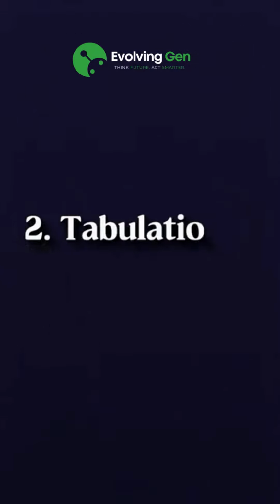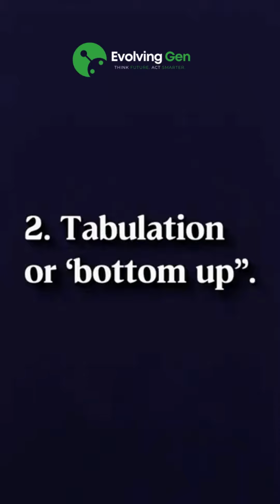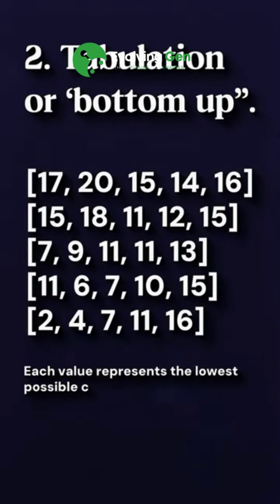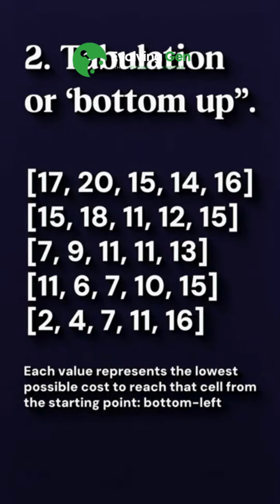And then number two, tabulation or bottom-up approach. Instead of solving the problem recursively with a cache, we build a table of known results iteratively. We actually build out every single result to all of the subproblems, filling in every result as we go.